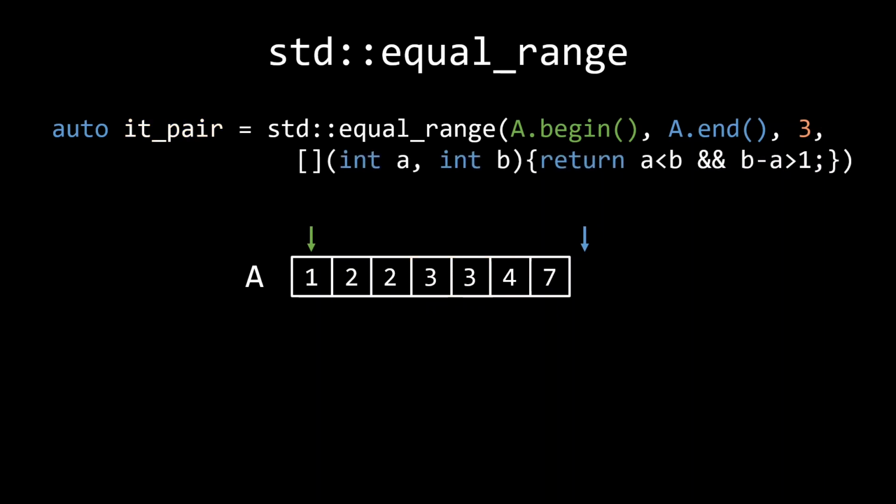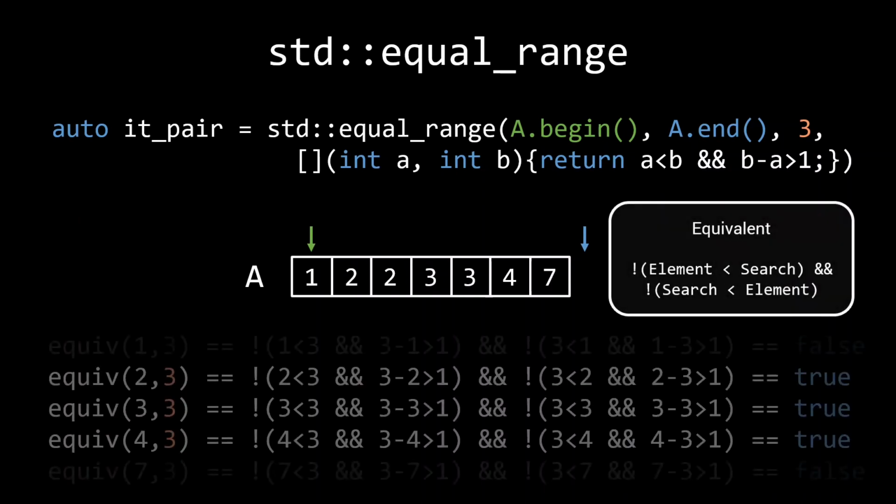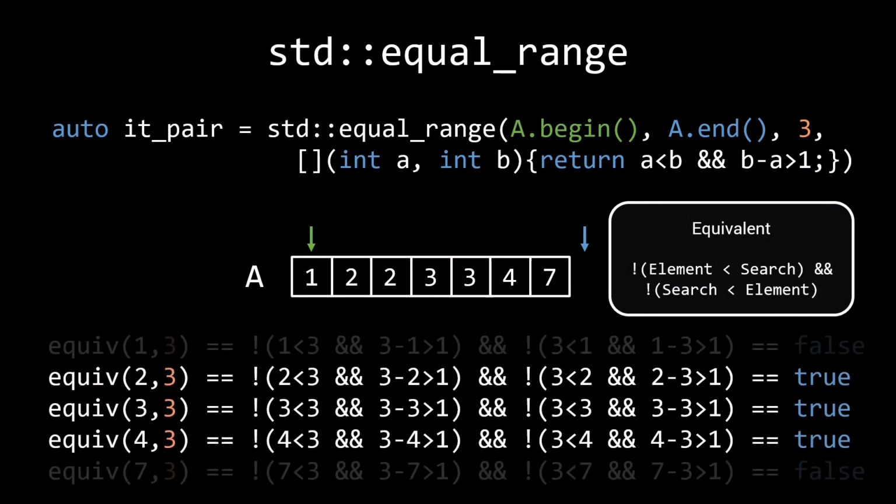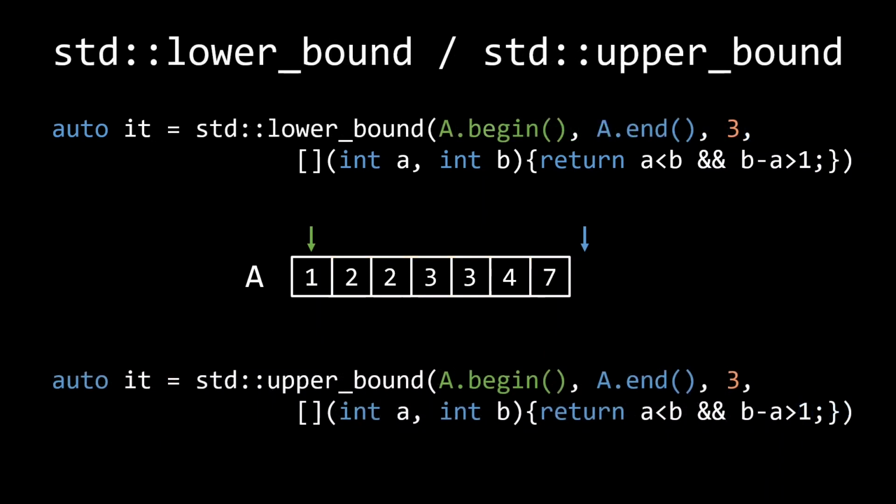Here we define A to be smaller than B only if A is smaller than B and the difference between A and B is more than 1. Looking at the definition of equivalent, we find that 2, 3 and 4 are all equivalent to our search value of 3. The last two algorithms on sorted ranges are lower bound and upper bound. They return the start and end iterator of a call to equal range. In other words, lower bound returns an iterator to the first element that is not less than the search value, while upper bound returns an iterator to the first element that is greater than the search value.